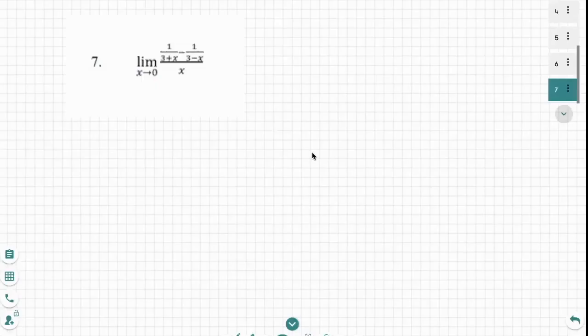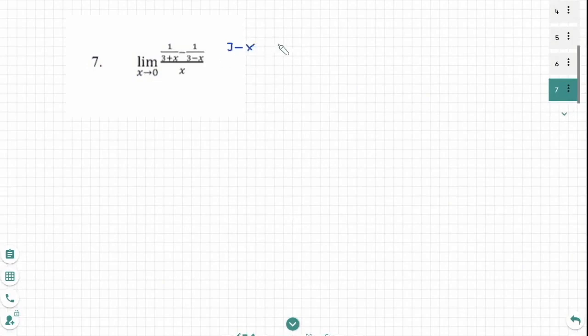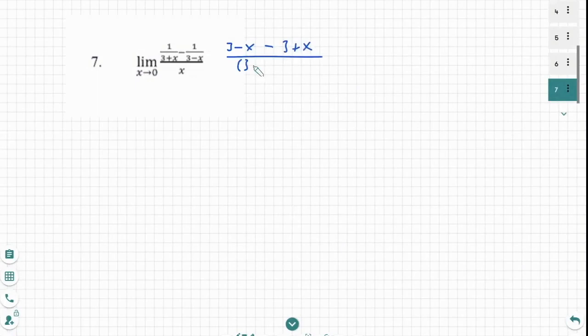I'm putting a denominator on the top. 3 minus x minus 3 plus x over 3 plus x times x. Okay, is this what you have in the numerator? 3 minus x minus 3 plus x. You have to be careful of this overall negative. What are you actually subtracting? You're subtracting x from negative x.